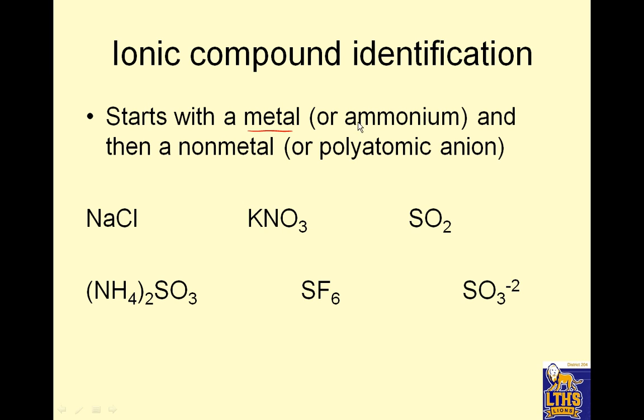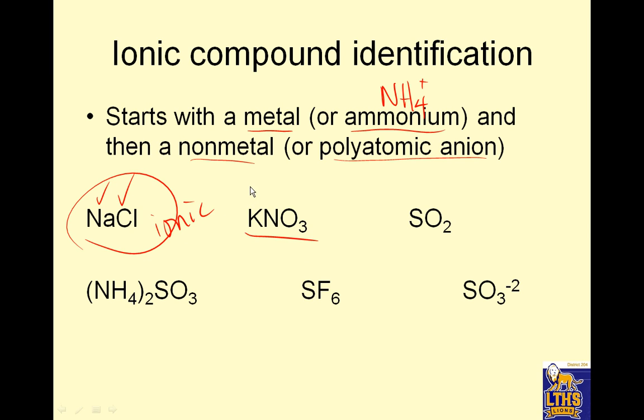So how do you know you have an ionic compound? You're looking for something that starts with a metal, or with our favorite positive polyatomic ion, ammonium. And then the second part of the compound is a nonmetal or polyatomic anion. So this is an ionic compound, metal and nonmetal. This is also an ionic compound. It's got a metal and a polyatomic ion.